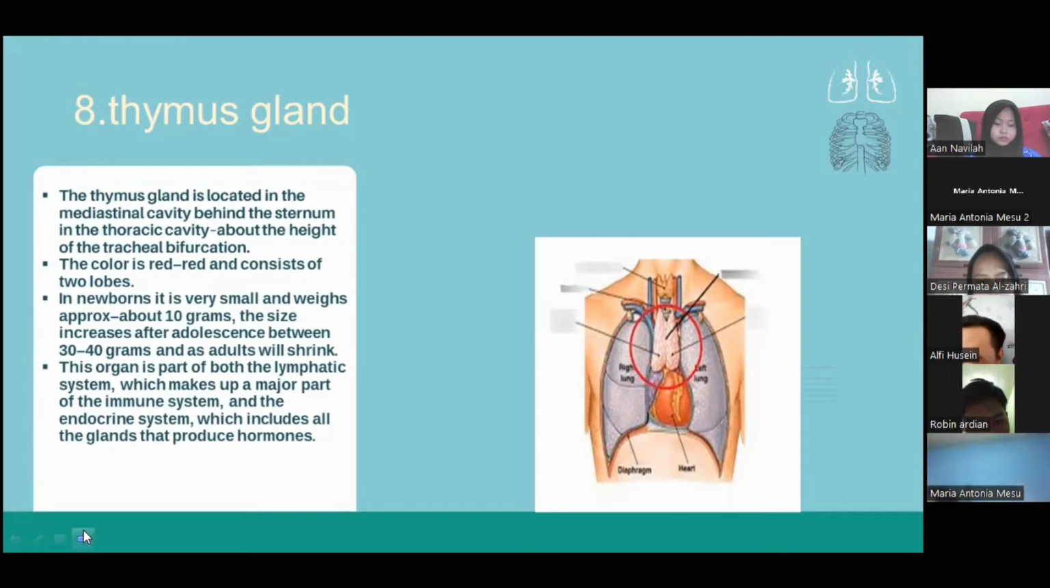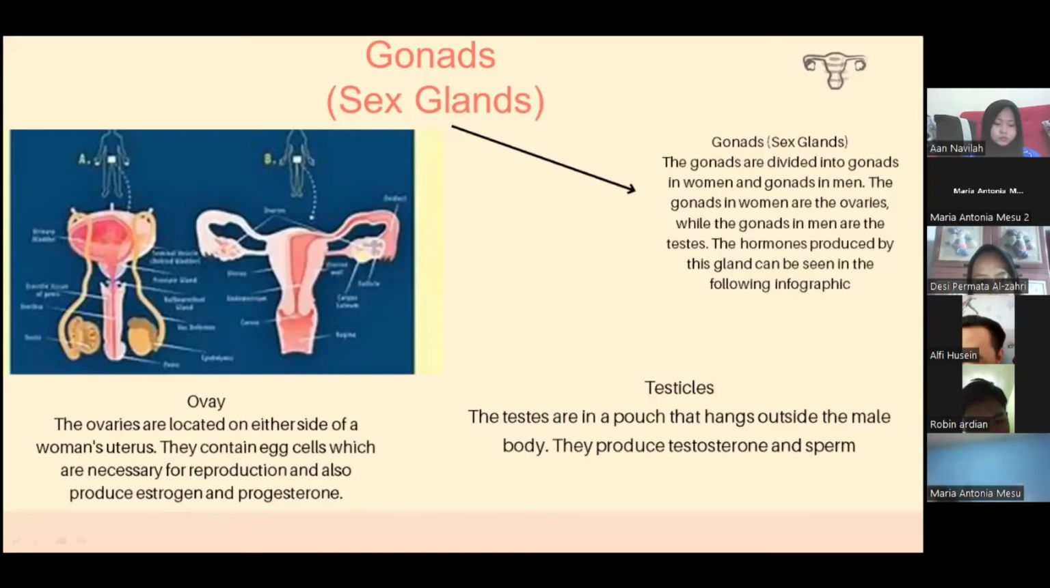Next, gonadic gland. The gonads are divided into gonads in women and gonads in men. The gonads in women are the ovaries, while the gonads in men are the testes.